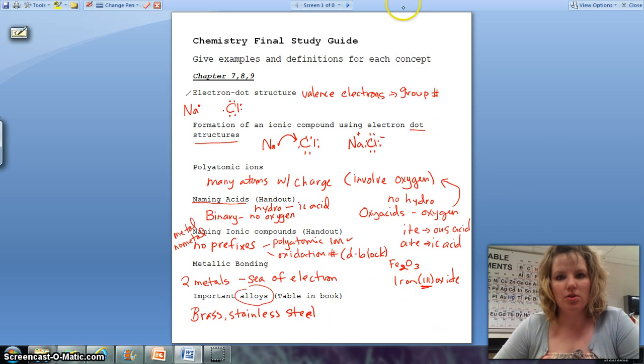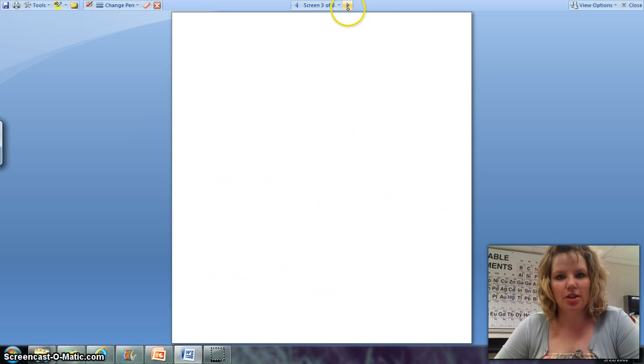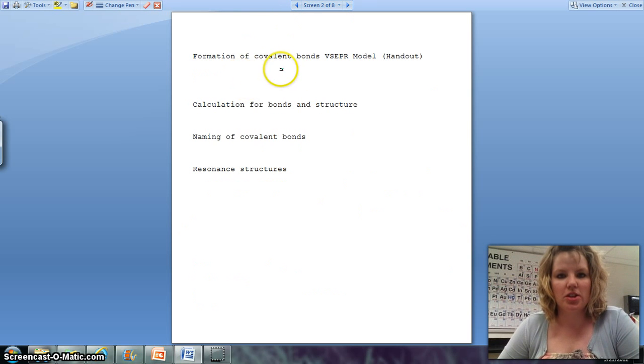Okay, so let's go ahead and go to the next page here. Formation of covalent bonds. This is dealing with the VSEPR models, so things like linear and tetrahedral, and that handout I gave you that has all of the different ones and how many bonding pairs and lone pairs that they have. We definitely need to know how to draw these, definitely need to know how to do the calculation.